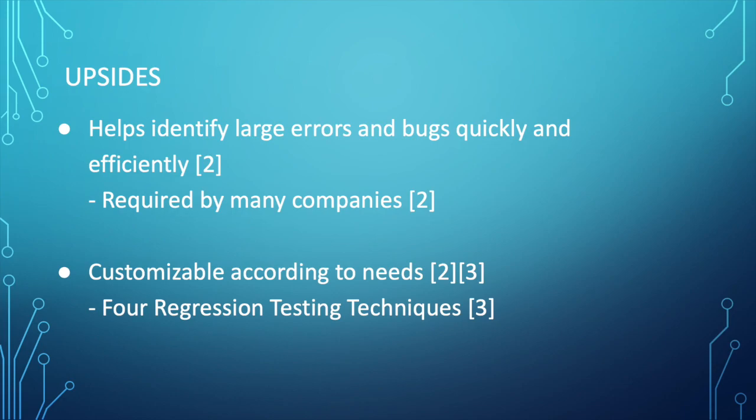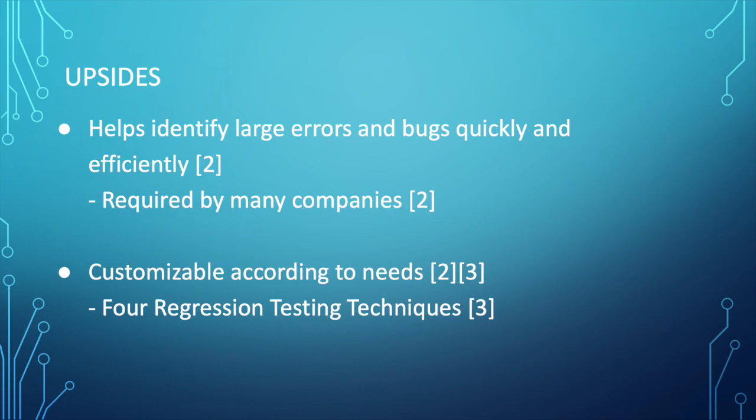My name is Cameron Johnson, and I'll be going over upsides of regression testing. Regression testing helps identify large errors and bugs quickly and efficiently. And regression testing is required by many companies. And it's required when there's a change in requirements and code is modified according to the requirement, when a new feature is added to the software, for defect fixing, and for performance issue fixing.